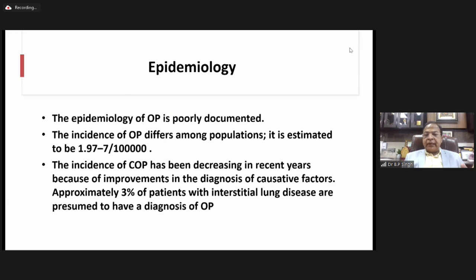Basically, the epidemiology is poorly documented. In one of the studies they have mentioned 1.97 to 7 per lakh cases of OP reported. The incidence of COP, the cryptogenic organizing pneumonia, has been decreasing in recent years because of the improvements in the diagnosis of the causative factors. So most of the time it is secondary organizing pneumonia. Approximately 3% of patients with ILD are presumed to have a diagnosis of organizing pneumonia.